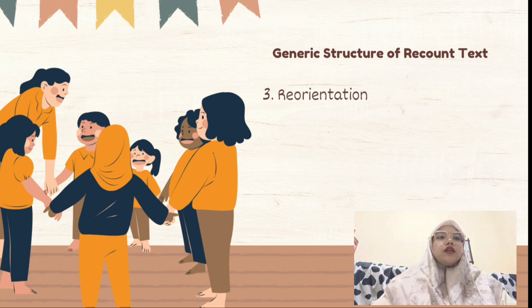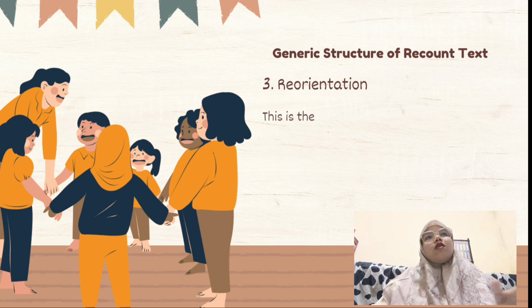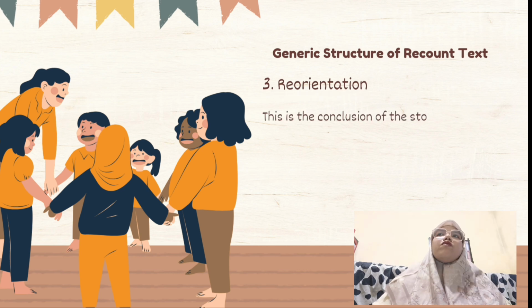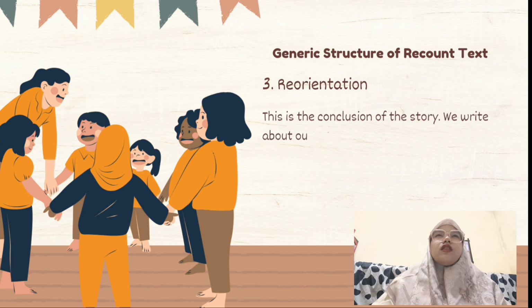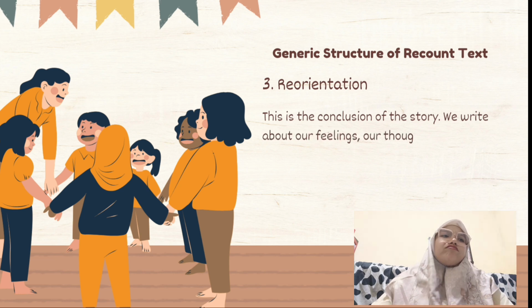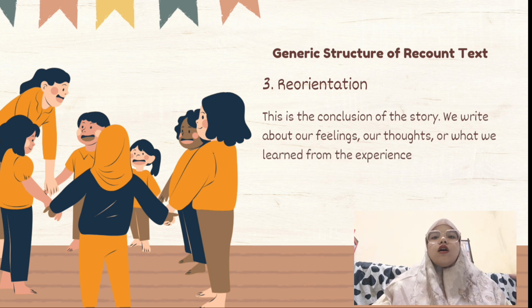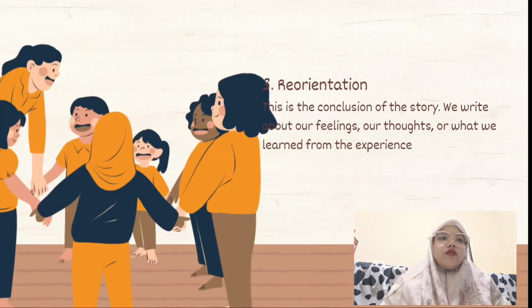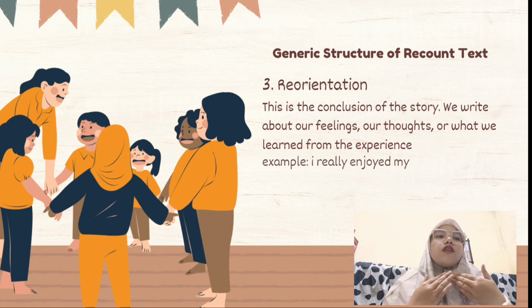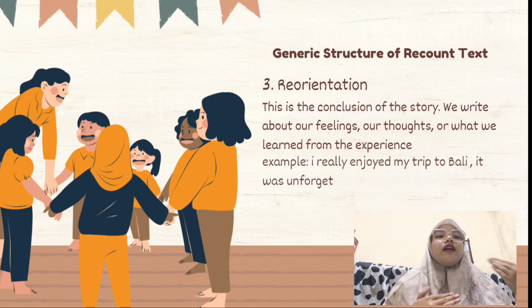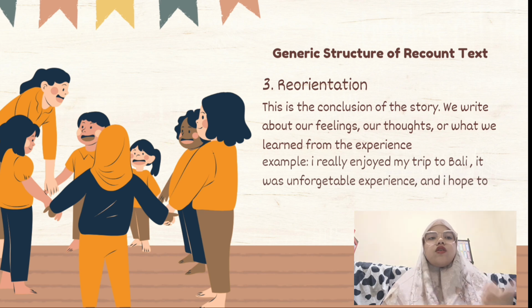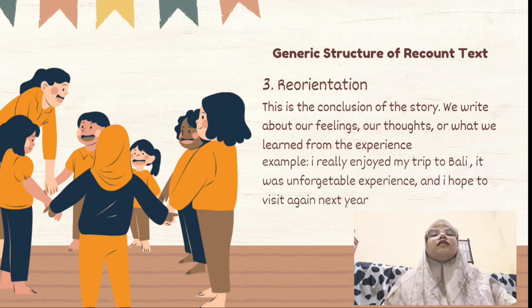The last structure is reorientation. So the reorientation is the conclusion of the story, and then we write about our feelings, our thoughts, or what we learned from the experience, or we give a comment on the experience. For example, I really enjoyed my trip to Bali. It was an unforgettable experience and I hope to visit again next year. So it is reorientation.